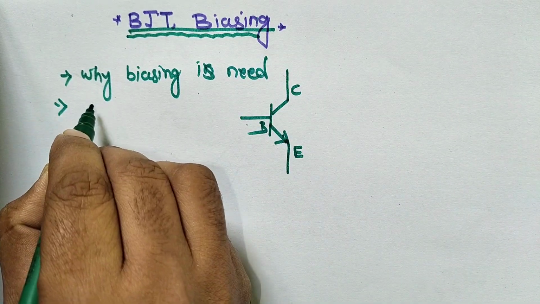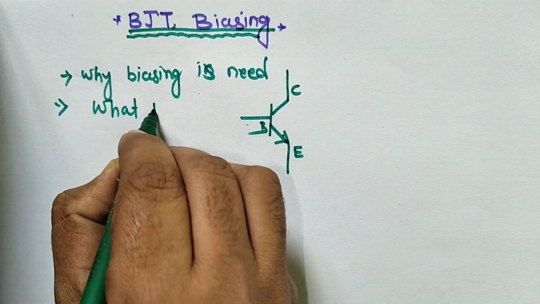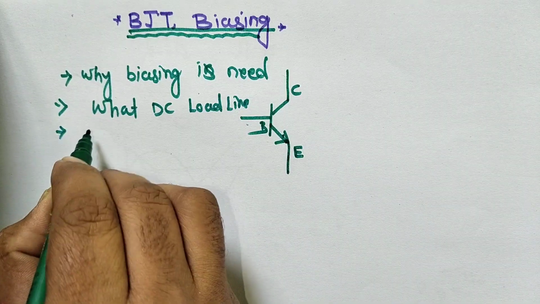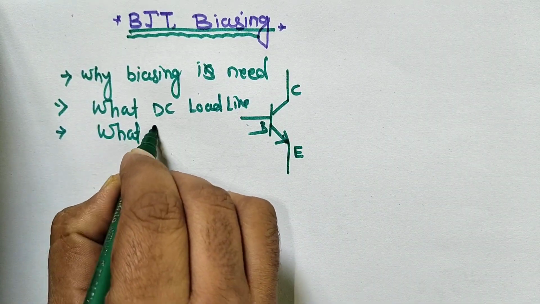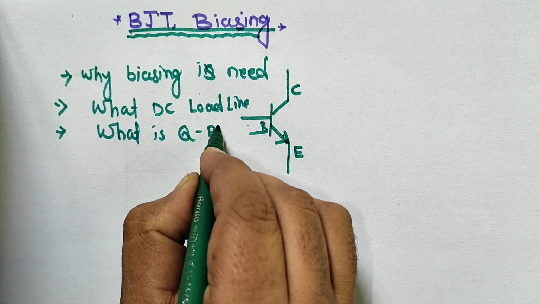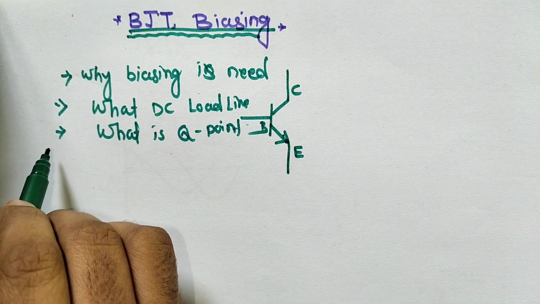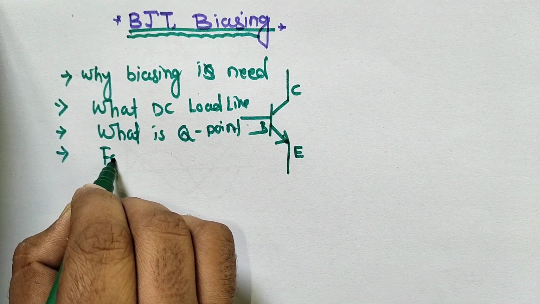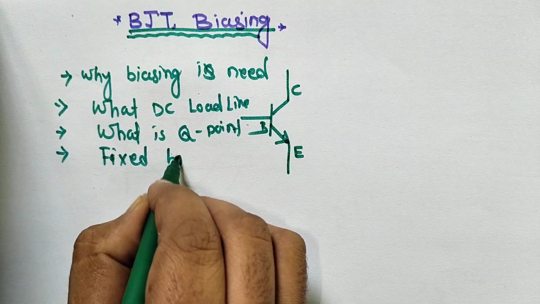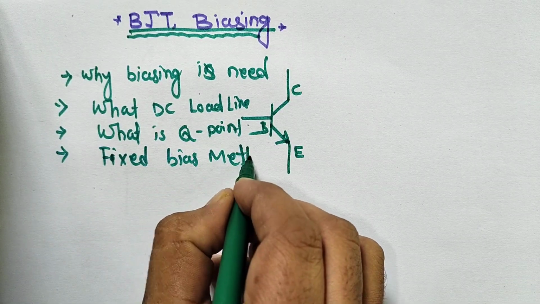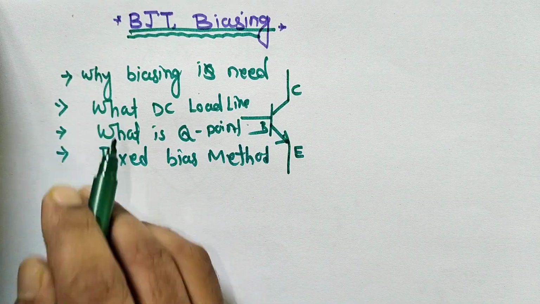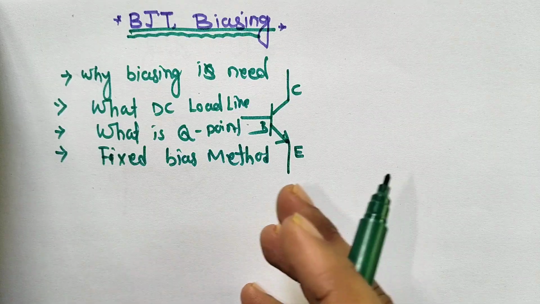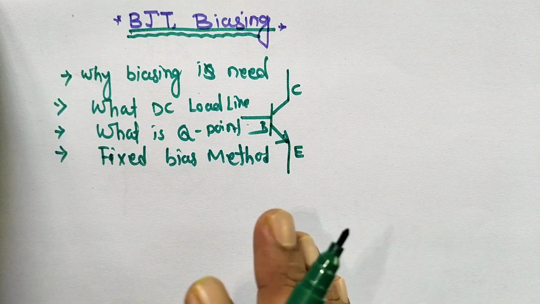Next we are going to cover what the DC load line is, what the Q point is, and we will discuss one bias method, that is called the fixed bias method. In this video we are going to cover this, and in the next video we are going to discuss some different methods of biasing.